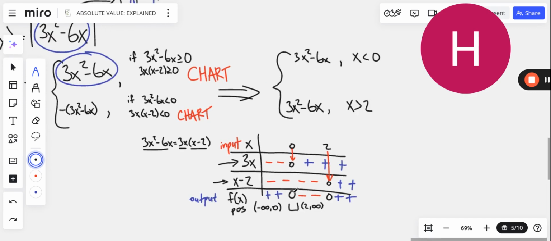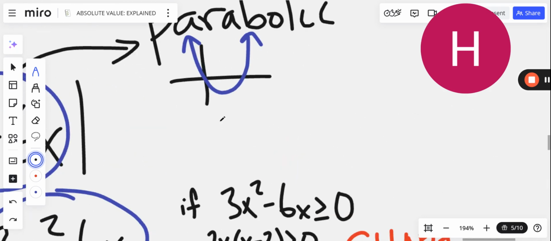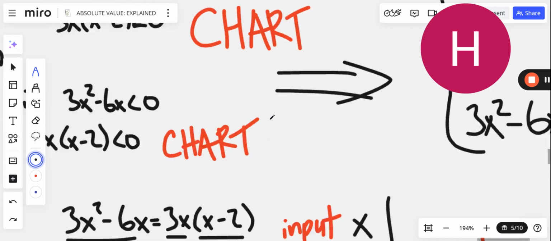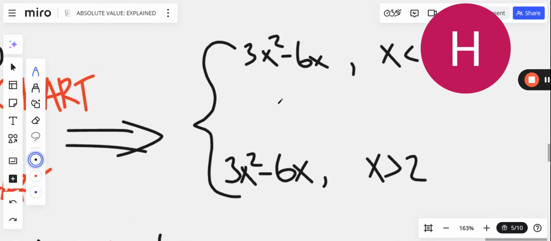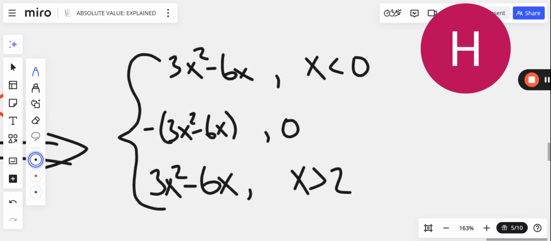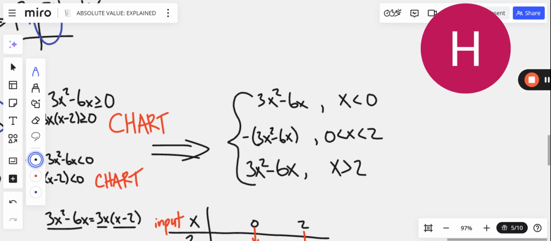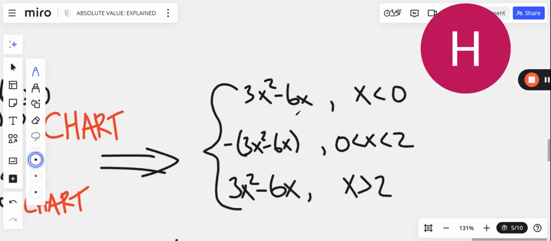But according to this chart, the parabola would be a negative value in between 0 and 2. In fact, I kind of showed that on the sketch here. From 0 to 2, we have negative values. So what we're going to do is we're going to say, okay, this thing gets flipped. Negative parentheses 3x squared minus 6x whenever x is between 0 and 2. And what does that mean? That means we have 3 pieces of graph. Here I'll color code them. These are the blue ones that don't get flipped. This is the red one that gets flipped.